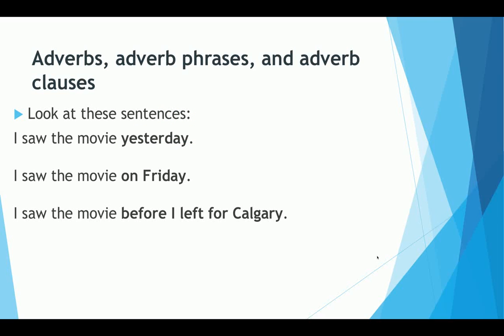Adverbs, adverb phrases, and adverb clauses. Look at these sentences. I saw the movie yesterday. Here you have an adverb, an adverb of time. I saw the movie on Friday. Here you have an adverb phrase. I saw the movie before I left for Calgary. Here you have an adverb clause. And why? Because you have a subject, you have a verb. Here you don't have a verb or a subject. Here you have a subject and a verb, and this word here will show that this is an incomplete thought.